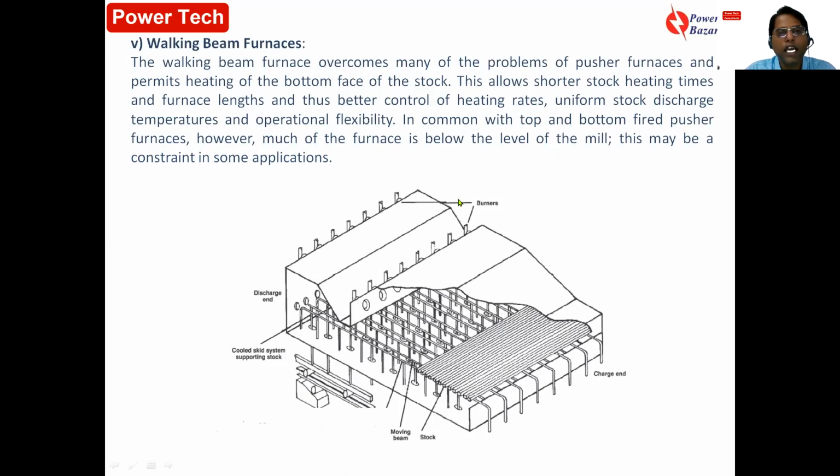Now, in case of walking beam furnace, what exactly happens? Now, this is a charging end. These are the billets, long billets which are placed on the beams. These are the moving beams. There is one stationary beam and another one is a moving beam. Now, the cooled skid system supports the stock. So these are cooled skid systems supporting the stocks. These beams support the stock. Now, these beams are walking or movable. These beams are fixed. These beams are movable.